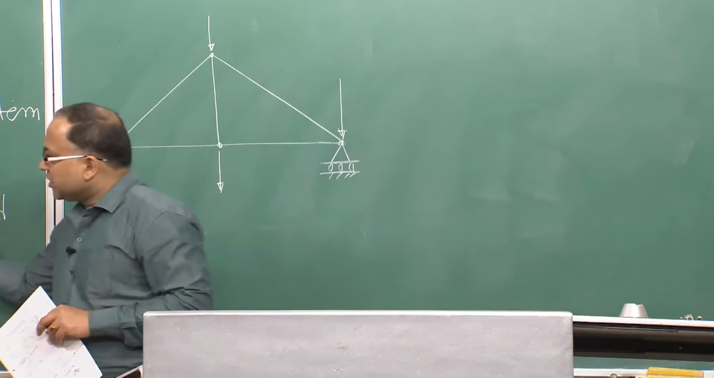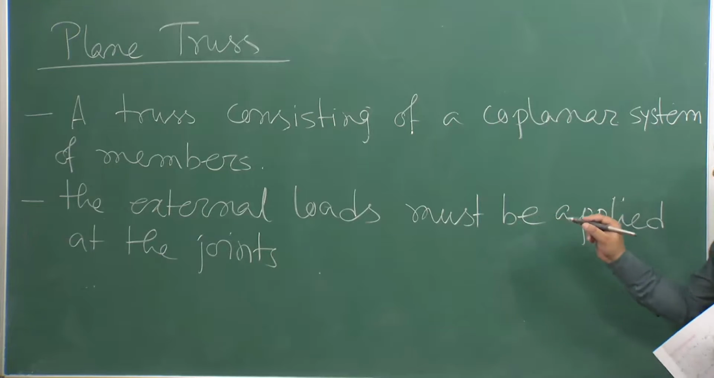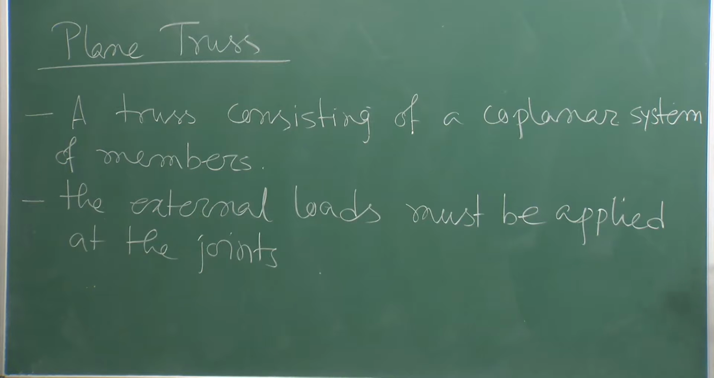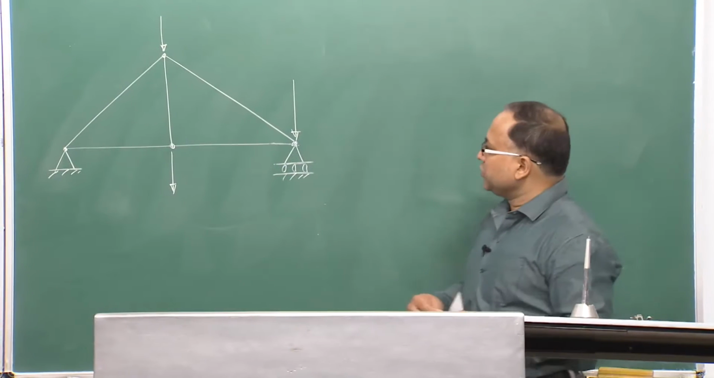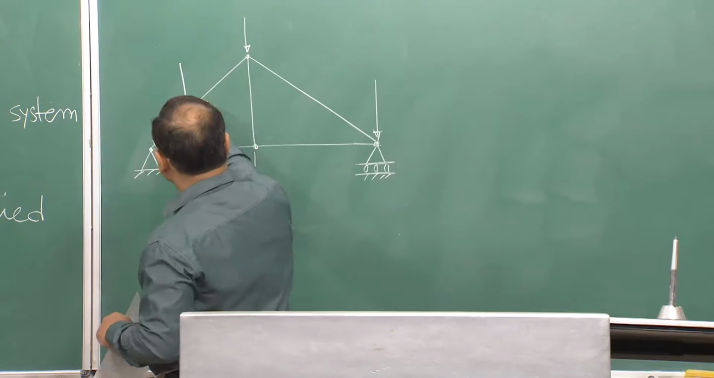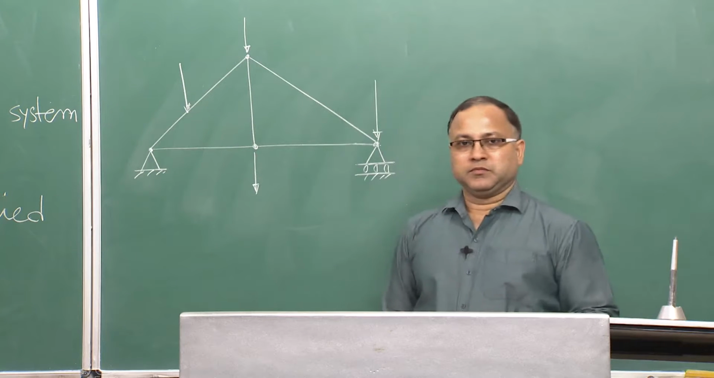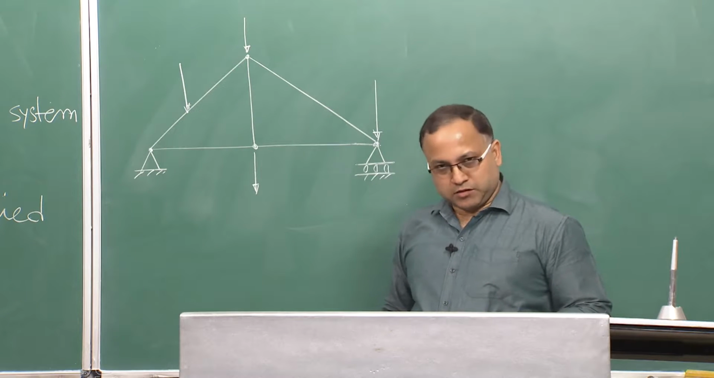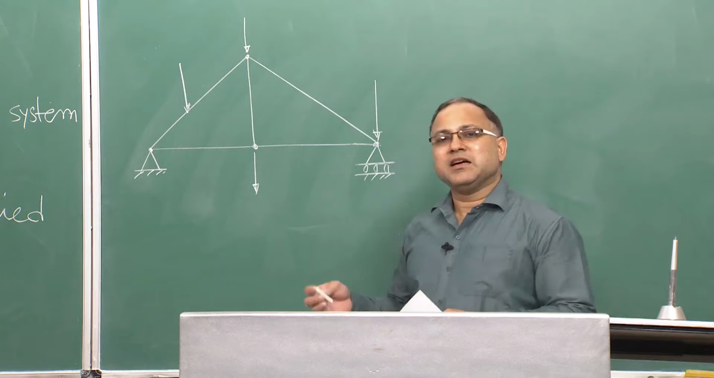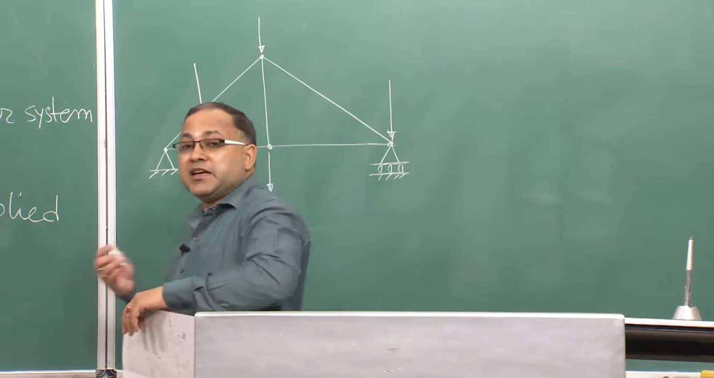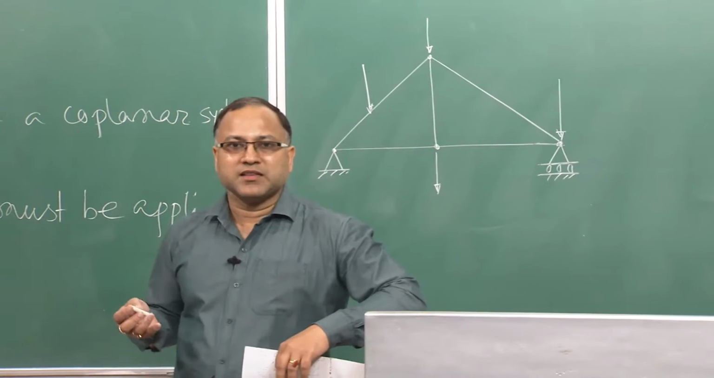The second assumption is that the external loads must be applied at the joints. So, we are not going to consider any force which is applied in between the member, that is our assumption. Or rather you should say that is our idealization of the problem. We need to idealize the system.